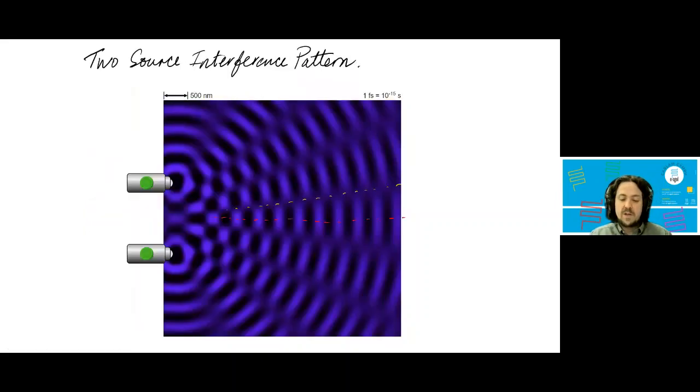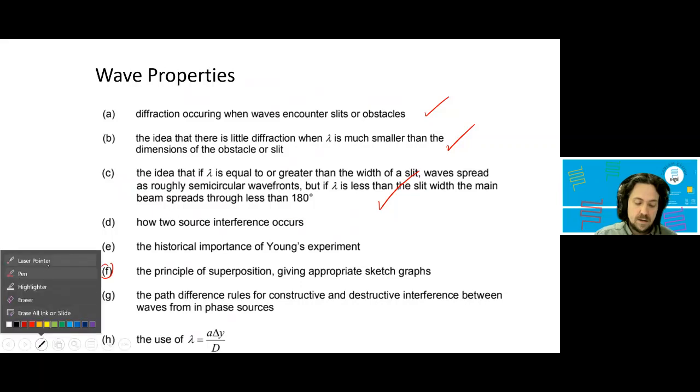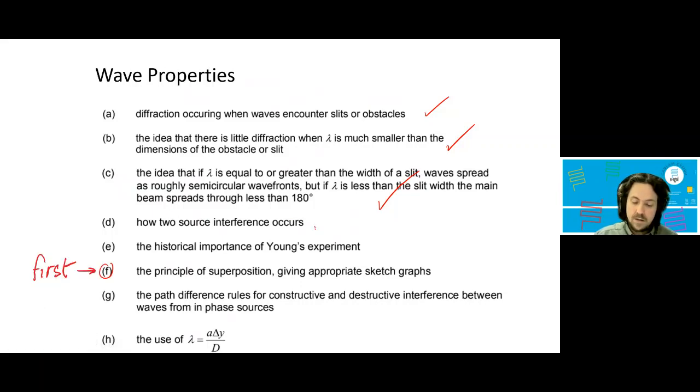Now, the next part of the specification is the historical importance of Young's experiments. Young's experiments, Young's modulus, same guy, mind, but anyway, the historical importance of Young's experiment. I'm going to come back to that actually, and we're going to jump straight to G. Okay, we've done the superposition. We're going to jump to G, the path difference rules for constructive and destructive interference between waves from in-phase sources.